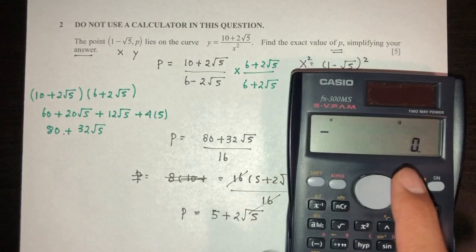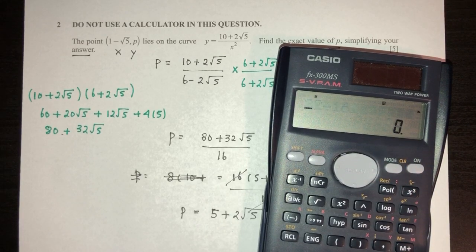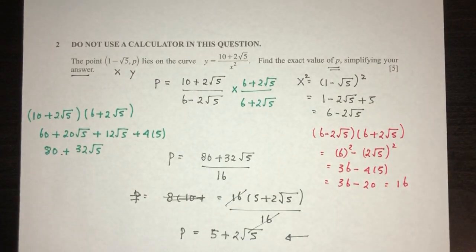Now it's always good to double check. So 80 divided by 16 is 5, and 32 divided by 16 should be 2. So 5 and 2. Okay, so that will be your point P. Now let's move on to question number 3.